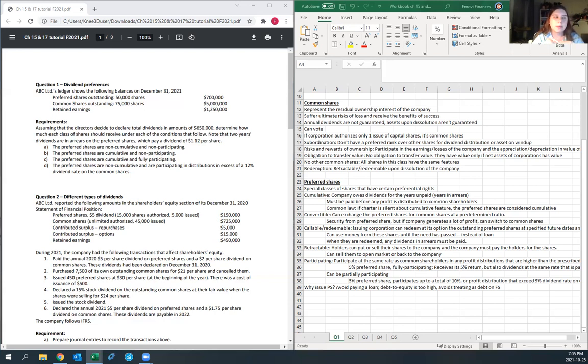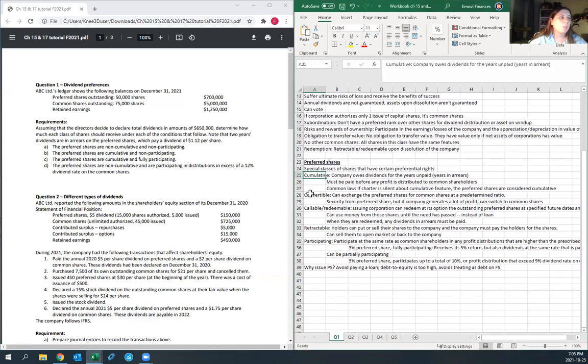For preferred shares, there are special classes of shares that have certain preferential rights. They can be cumulative, convertible, callable, retractable, or participating. Cumulative means that if in the past they didn't receive a dividend, then in the years that dividends are declared, they're going to earn the dividends of all the past years that they haven't received yet, plus the dividend for that year. And that's before any distribution of dividends to the common shareholders.